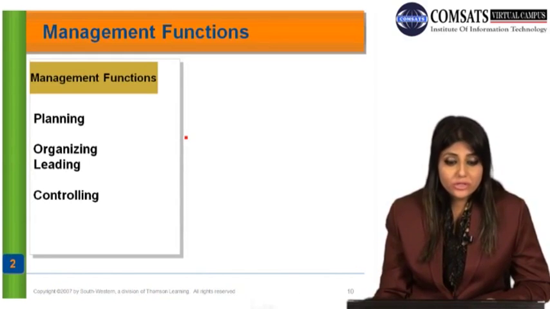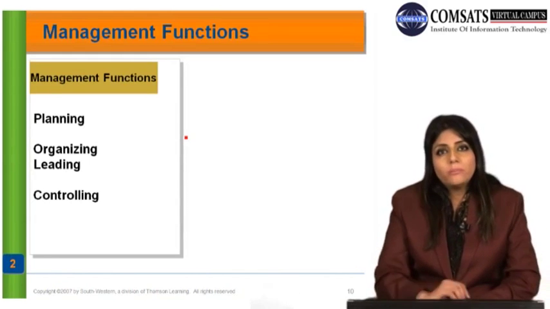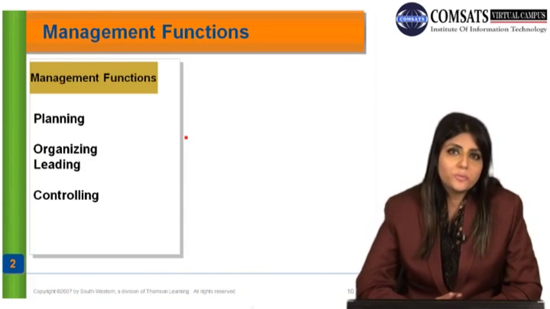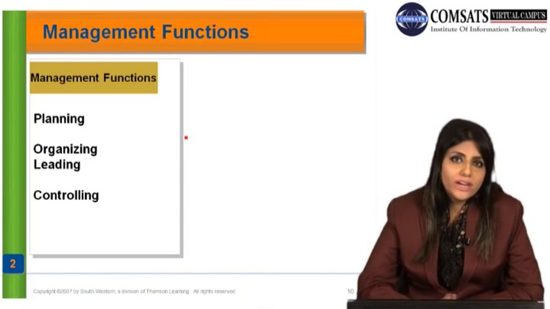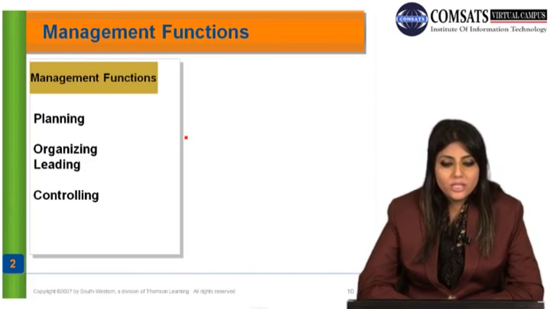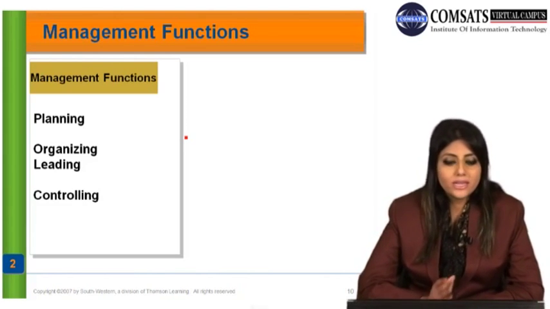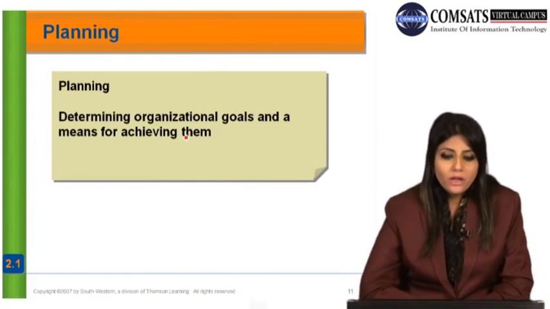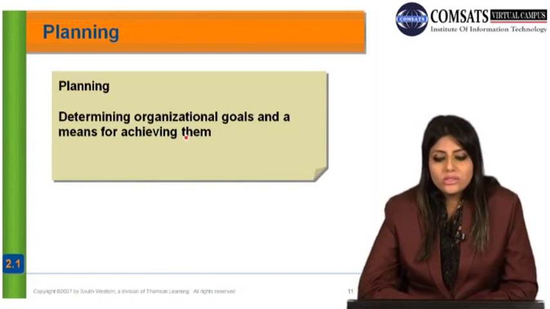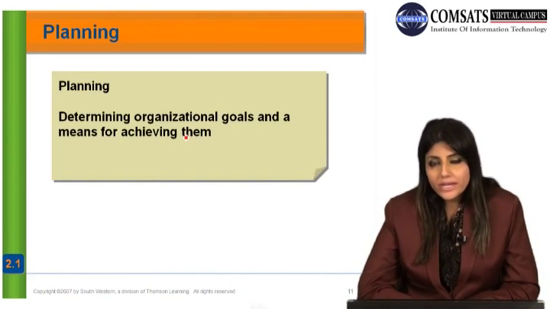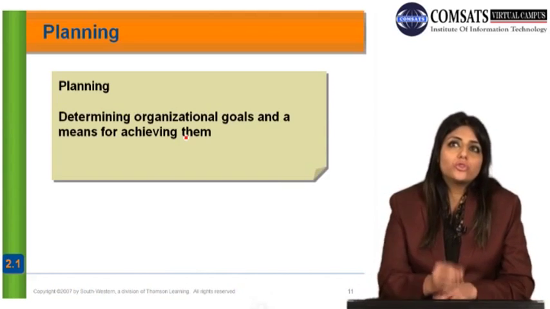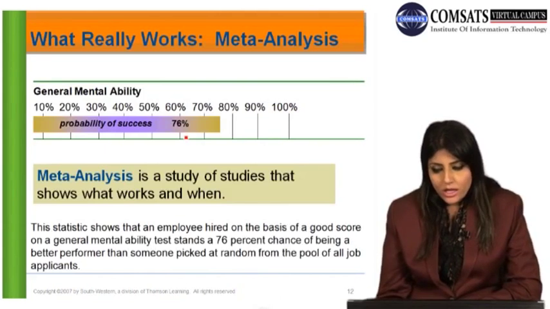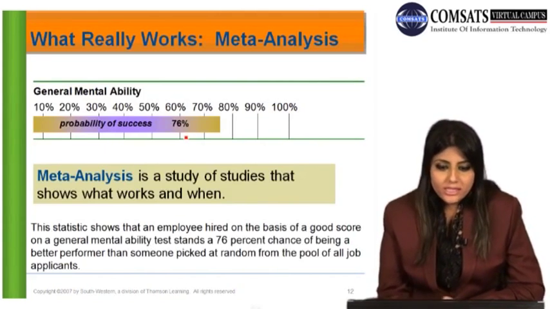Our next section is on management functions. These are classical management functions which you will find in any book of management. These 4 functions: first one is planning, the second is organizing, third is leading, and fourth is controlling. Let's see them one by one. Planning is determining organizational goals and means for achieving them, right? So you plan because you want to know what the organizational goals are and the means to achieve them. If you do not plan, what happens? Let's see, we have an example.